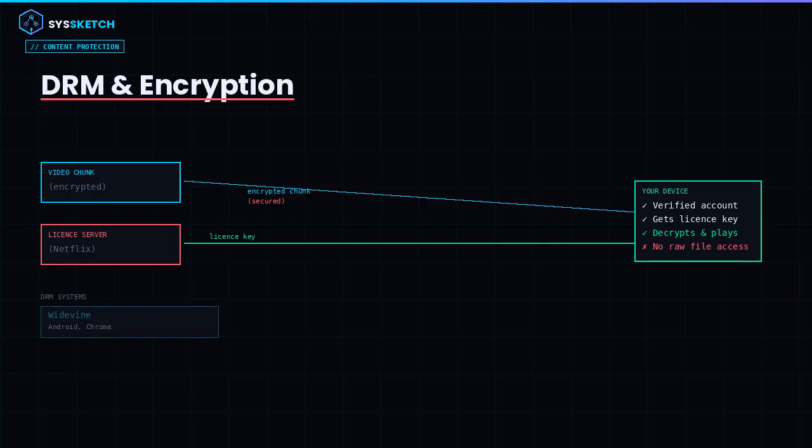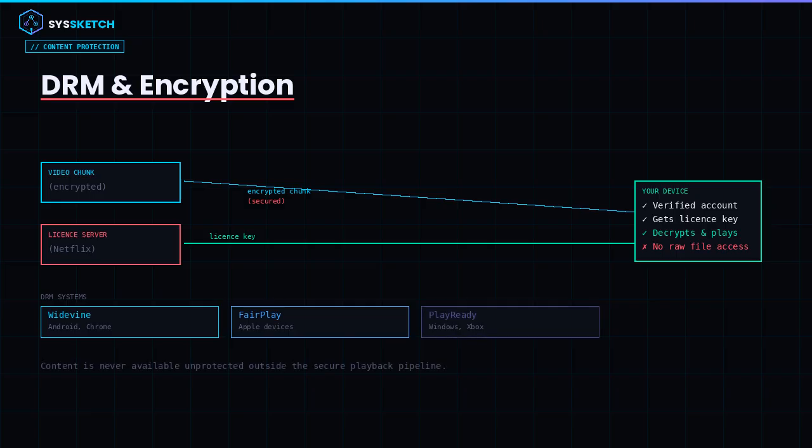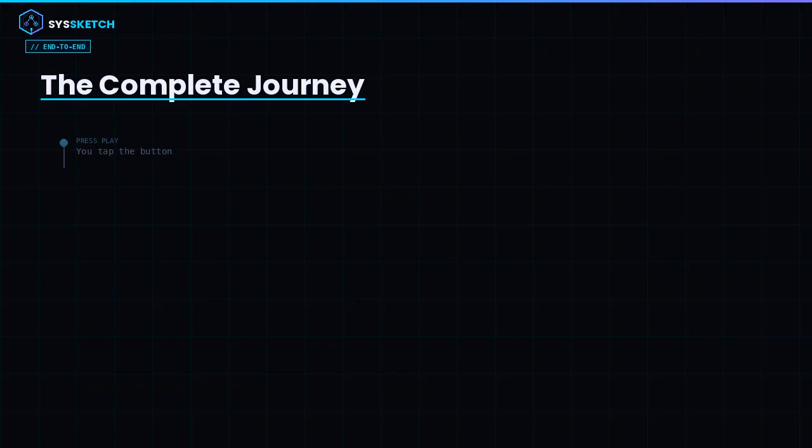Let us now zoom out and trace the entire journey from the moment you press play to the moment the first frame appears on your screen. You press play. Your app sends a playback request to the Netflix API. Netflix checks your account, your device, your location, and your connection. It returns a manifest listing all chunks and quality levels. Your app contacts a license server and receives a decryption key. Your app identifies the nearest OpenConnect appliance. It begins fetching the first chunks at an appropriate quality level. Those chunks arrive, are decrypted, decoded, and rendered to your screen. The buffer fills a few seconds ahead.